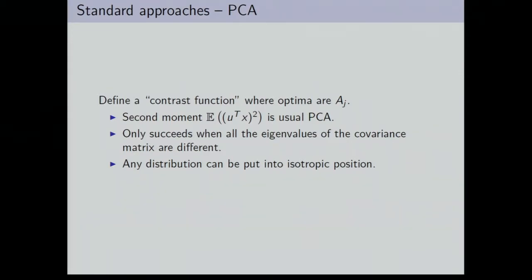This is more of a problem when you consider the fact that one of the usual things you do when you see data is that you put it in isotropic position. So you make all the eigenvalues 1. It's a standard normalization, and it pretty much breaks your ability to use PCA.